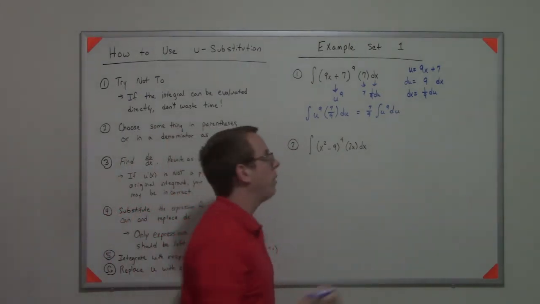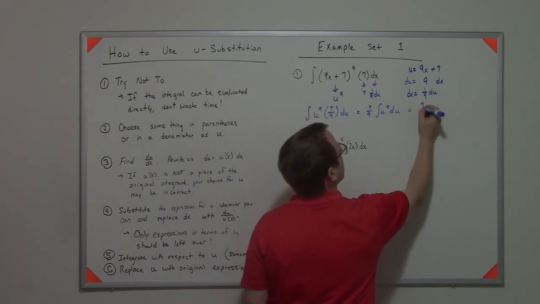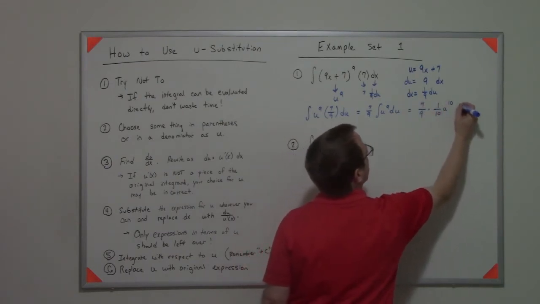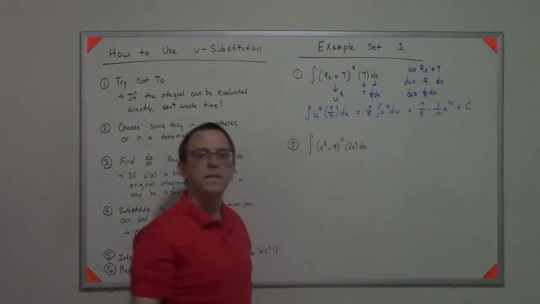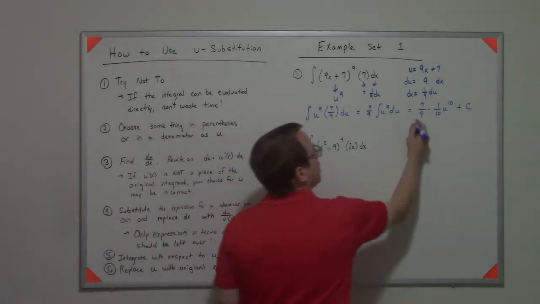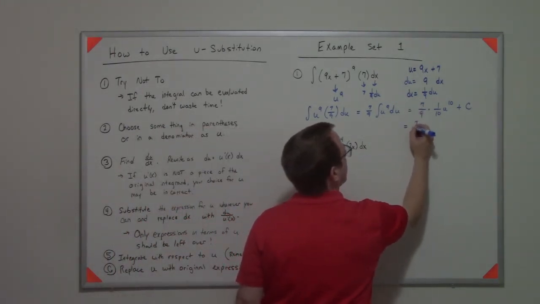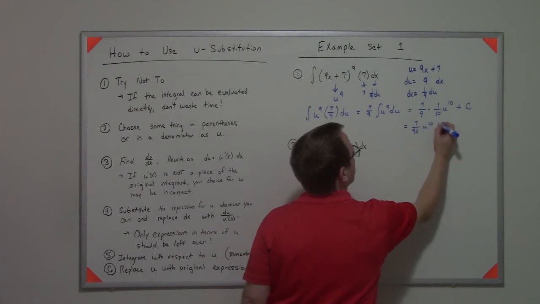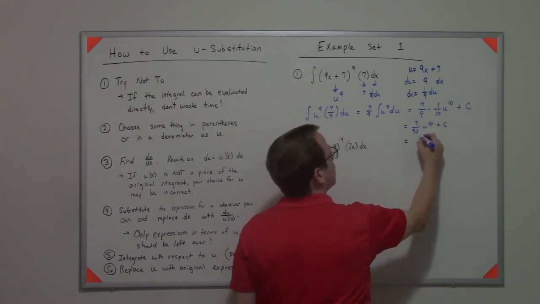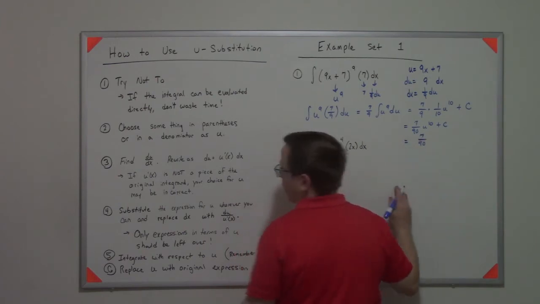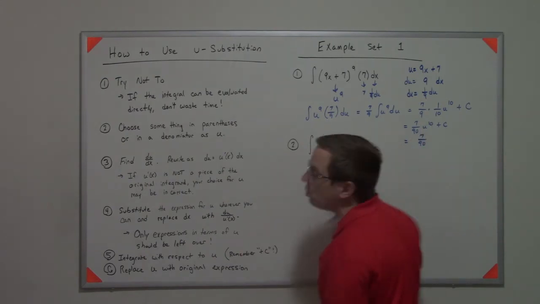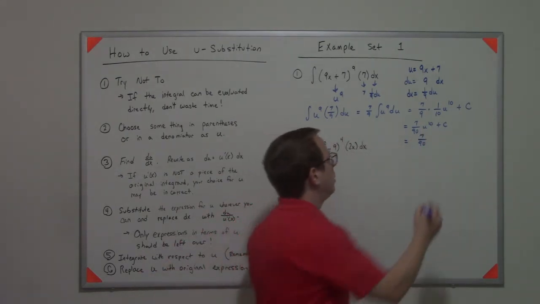I can use the general power rule. I can say that it's 7/9 times 1/10 u^10 plus C. And then I can combine this, so that's going to be 7/90 u^10 plus C. We did step 5, now we have to do step 6. We have u's, we have to go back to x's.